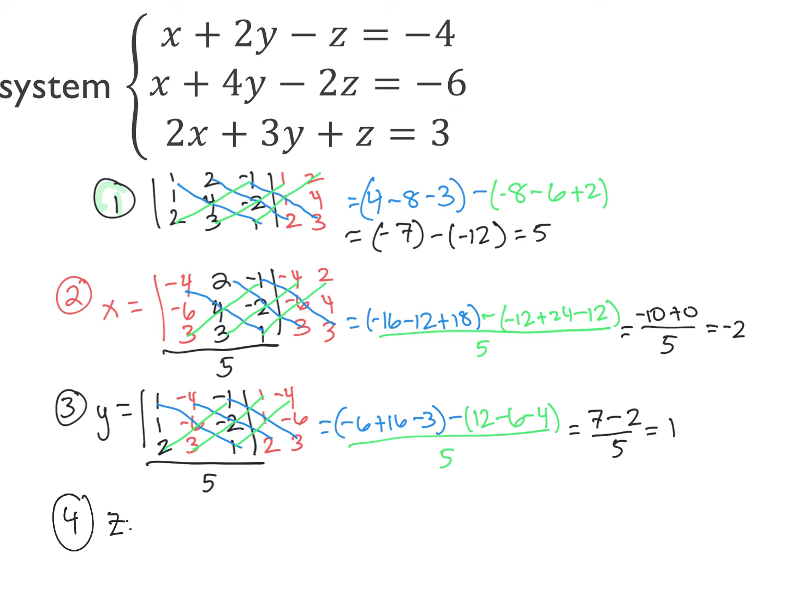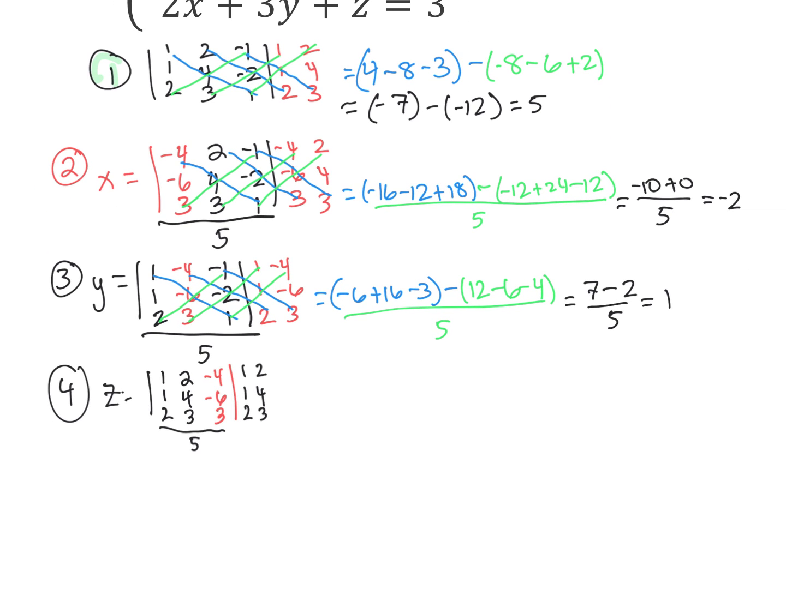So Z is going to equal, we'll keep our coefficients of x, 1, 1, 2, our coefficients of y, 2, 4, 3. This time, our coefficients of z become what the system equals, -4, -6, and 3. And then remember, we'll divide by our answer from step 1, the determinant 5. So we're going to recopy our first two columns so we can find the determinant.